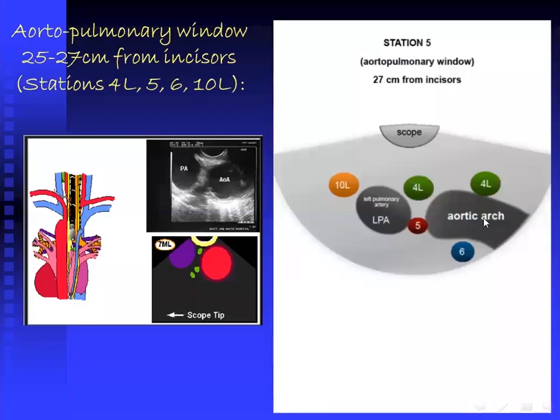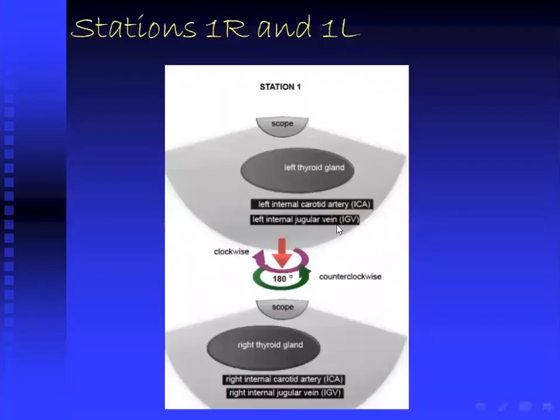And here is station 4L, 4 left, very near to the scope. In the depths, I can find station 5, and behind the aortic arch, I can find station 6. Here, deep to the left pulmonary artery and below it, I can see station 10L. So 10L is here and there, and this is 4L, 4L, 5, 6. This is the aorto-pulmonary window. Withdrawing the echo on the scope, I go to the neck.